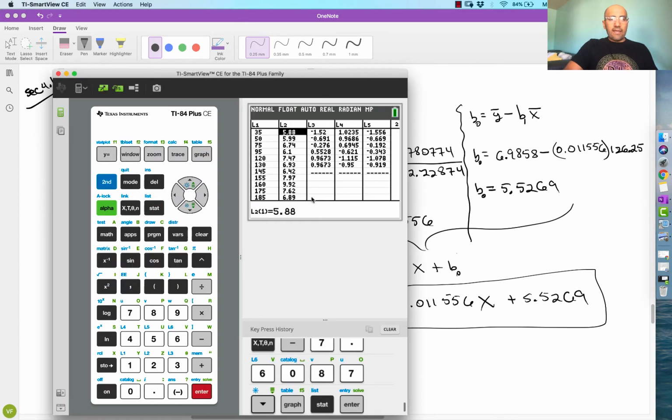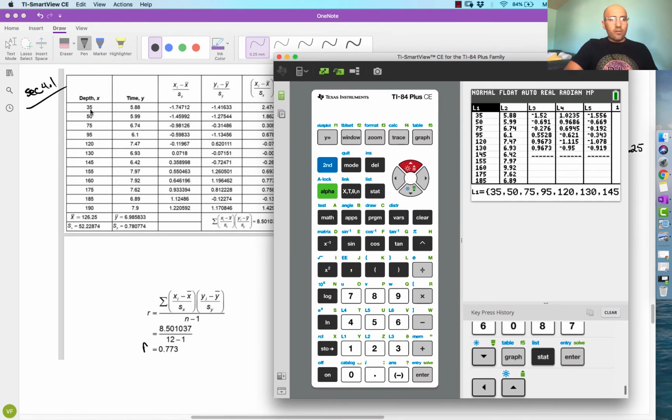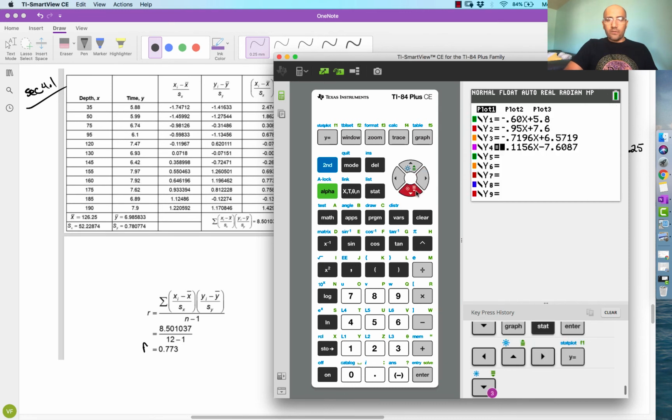Go to Stat, Edit. Okay, and then on list 1, I've inputted all the coordinates of my depths. And then on list 2, I've listed all the coordinates of my times. Okay, so list 1 and list 2. I'm going to go over to y equals. I need to clear this for a second. Make sure all the other equations are deactivated. I was just using these other equations, and they might have looked like this.